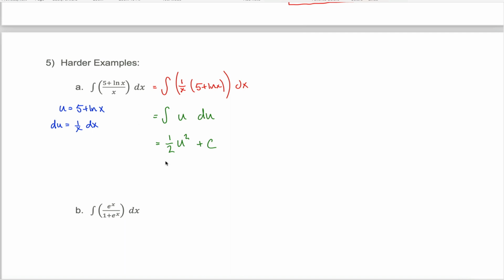I'm done with all the calculus, I just have to substitute back. My final answer would be 1/2 times, instead of writing u, I'm going to write 5 plus the natural log of x, squared, plus c.